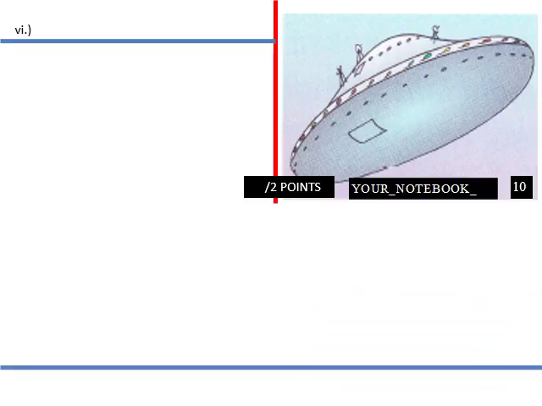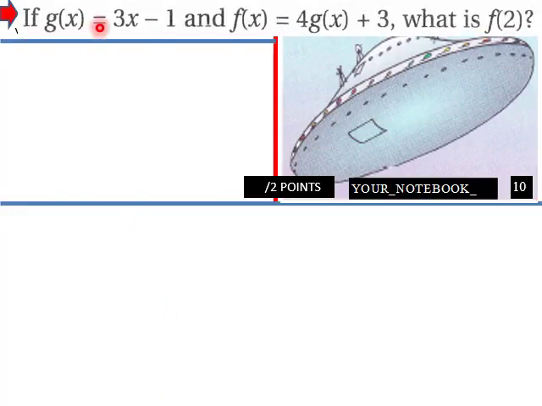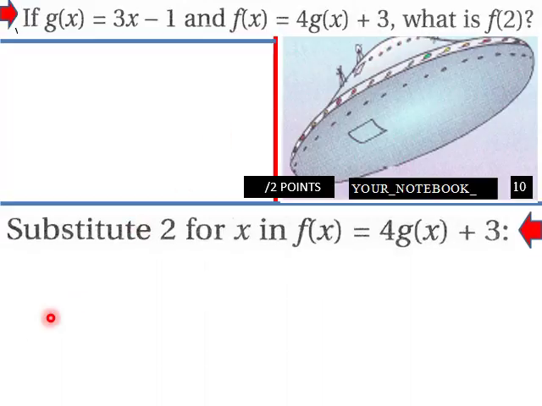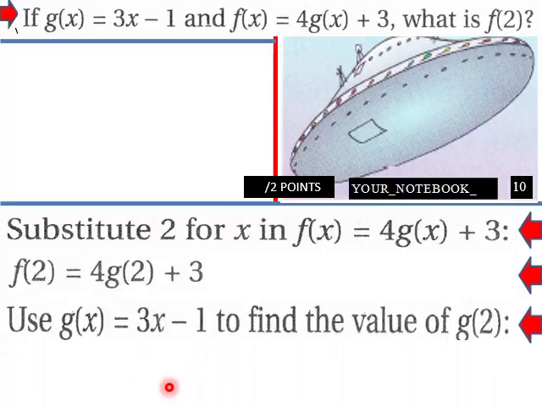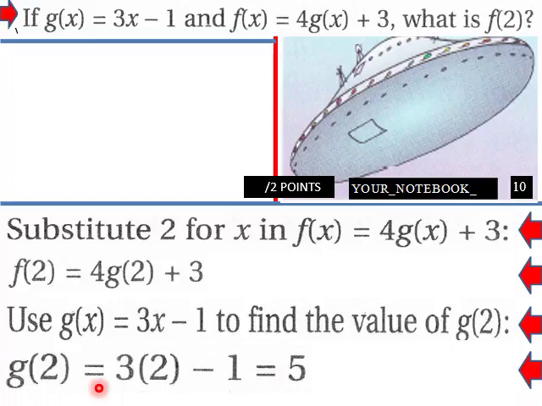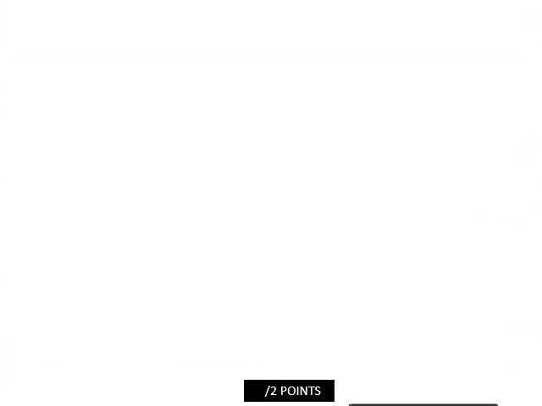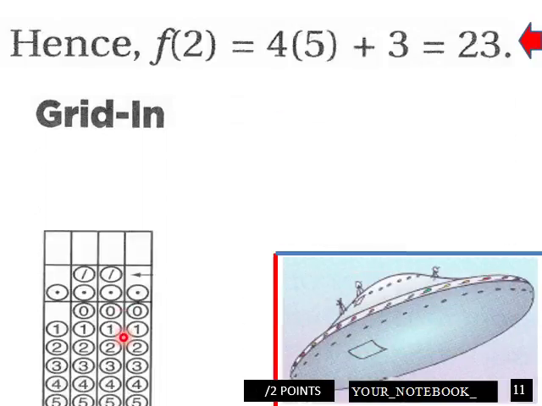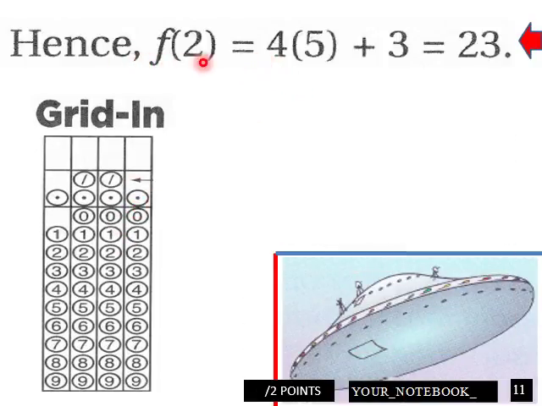g of x equals 3x minus 1, f of x equals 4g of x plus 3. What is f of 2? So substitute 2 for x: f of 2 is 4g of 2 plus 3. Use g of x equals 3x minus 1 to find the value of g of 2. So we plug in 2 in there. f of 2 is 4 times 5 plus 3 equals 23.